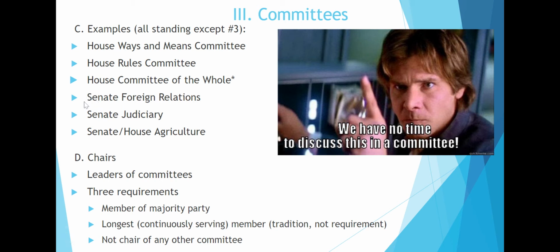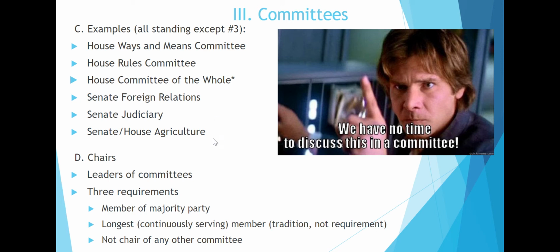Three standing committees in the Senate that are very important. The Senate Foreign Relations Committee is going to deal with treaties, is going to deal with confirming ambassadors. So that makes them very important. The Senate Judiciary Committee is going to be the ones to interview all federal judges and offer their recommendation as to whether to confirm a federal judge or not. That's federal judges at all levels, including the Supreme Court. So the Senate Judiciary Committee is also very important.